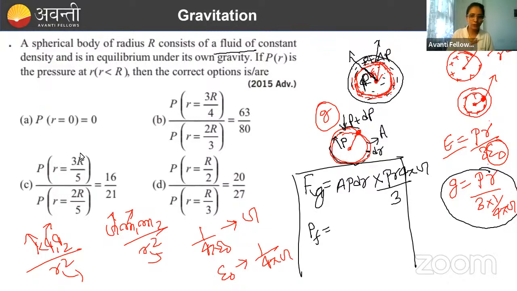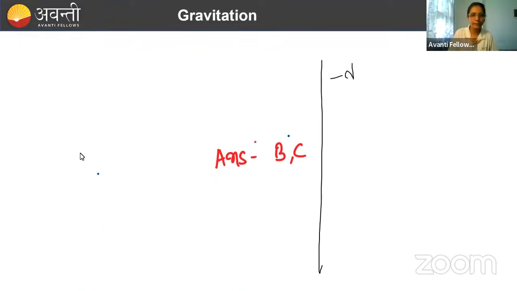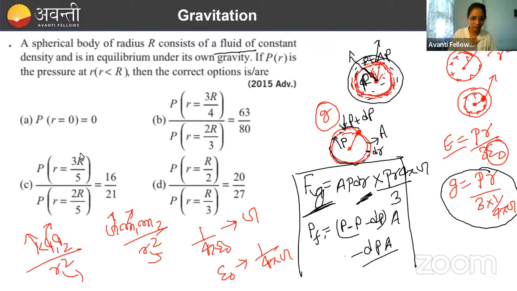So what will I write for the pressure force in the upward direction? P minus dP into area. So what will it be? Minus dP into area. So this is the net pressure force in the upward direction. This is the net gravitational force in the downward direction. Equate these two. Now you equate both of them, and then you will get the formula for pressure at any distance r. Then you can put in the values and check with this, okay. So how will you do that? You will write minus dP A will be equal to how much? It will be equal to A rho dr.